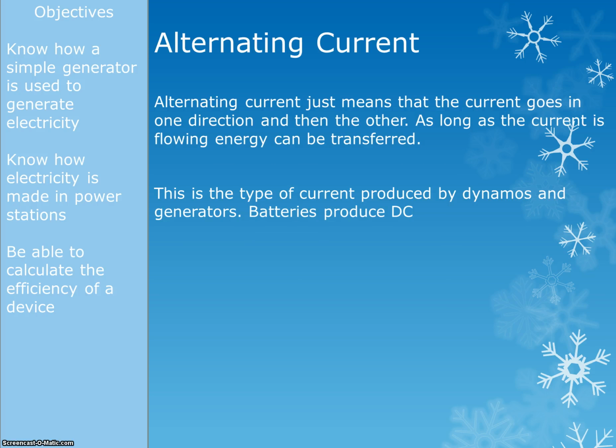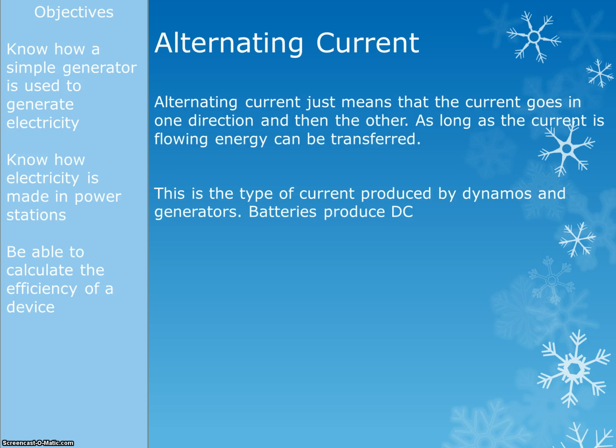Okay, so a little bit more on alternating current. As I said earlier, alternating current just means that the current goes in one direction and then in the other. And as long as the current is flowing, energy is transferred. It doesn't matter that the electrons go backwards and forwards, they can still transfer their energy.